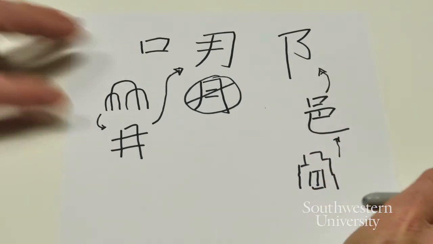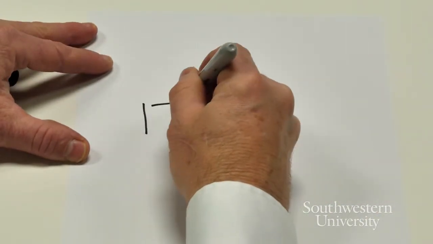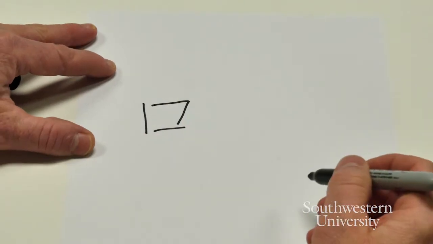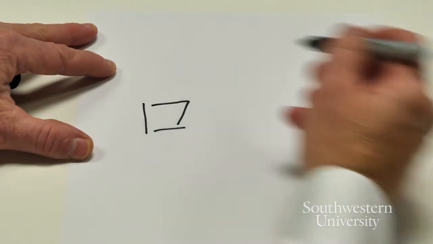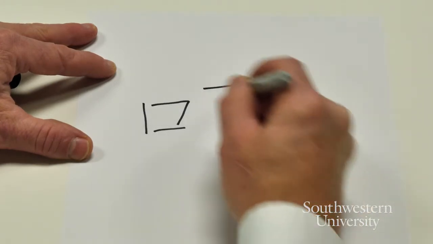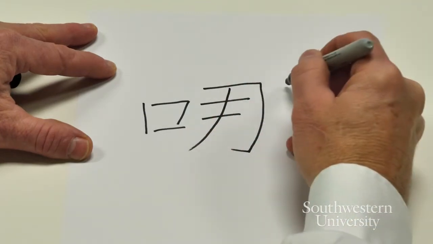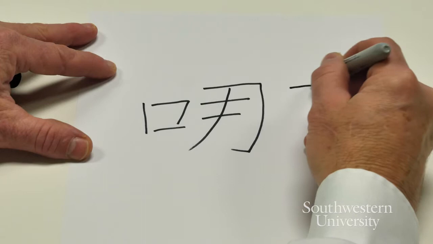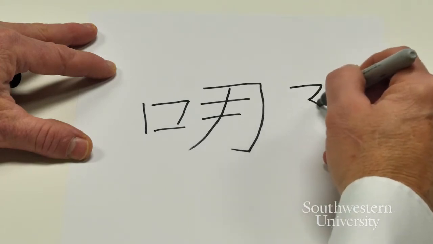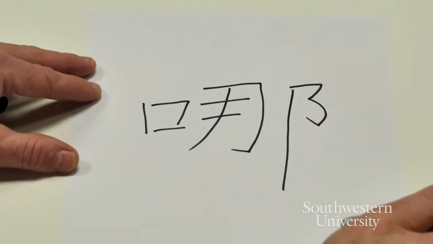So let's go through that whole character on its own. We have the mouth radical, ko, shu, hung, ja, shu. And then the ran part, you want to make sure you start with the top first. Hung, ja, go, hung, pie. And then the right-hand side, it looks like an ear. Hung, ja, wan, go, shu. Na.